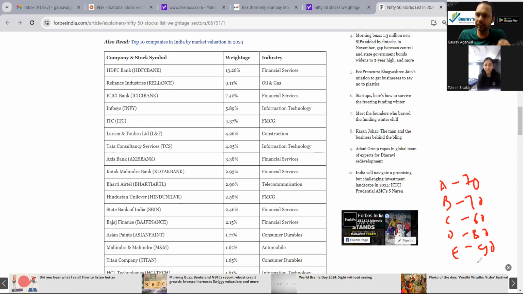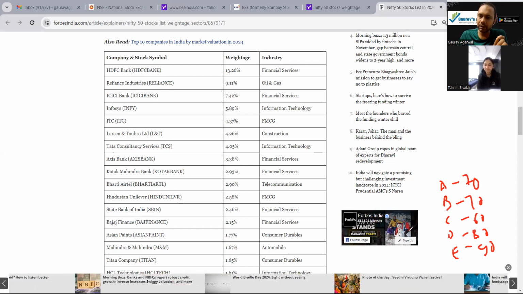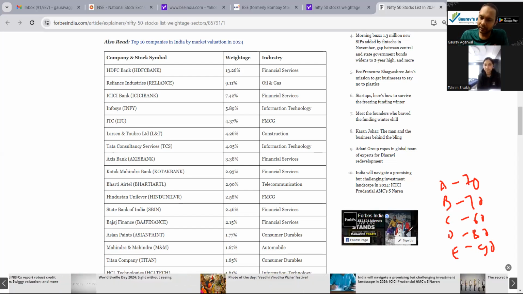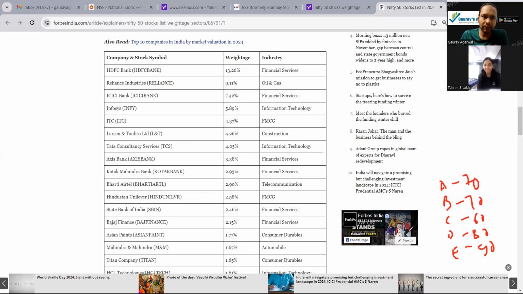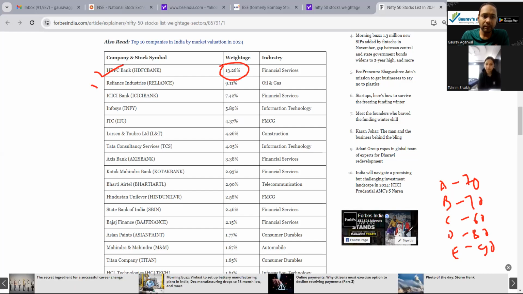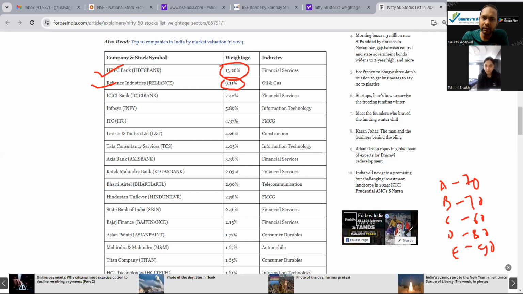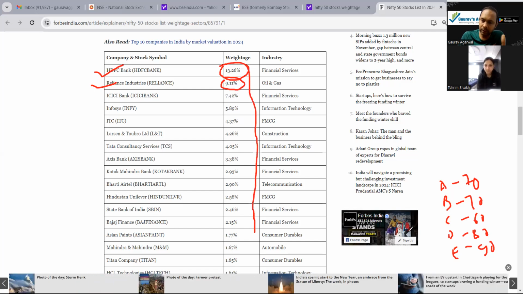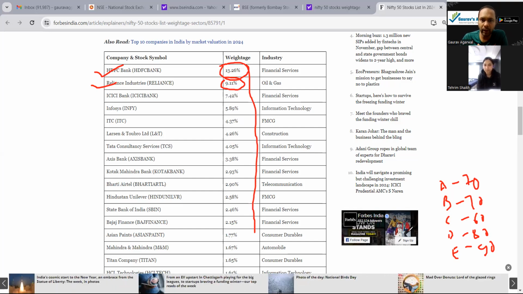So the same thing in Nifty 50 also. There are 50 stocks. Based on their percentage, they are divided, right? Like the first is HDFC Bank, which has a weightage of 13.26 percentage. Reliance has a weightage of 9.11 percentage. These weightages are fixed, right? So all these 50 stocks will constitute 100%. If you add all these weightages, it will come to 100%.